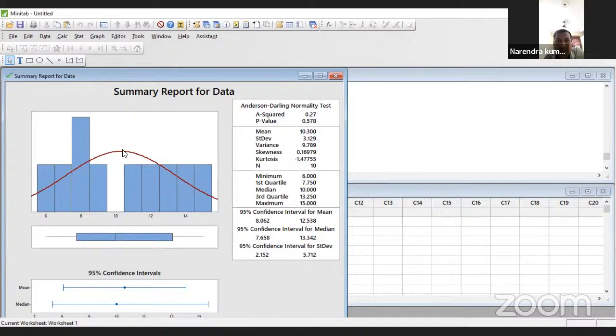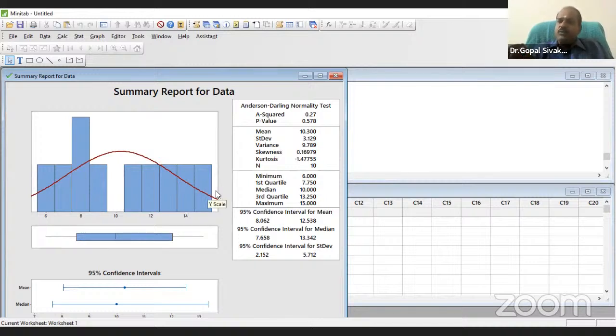If you look at this graph, it is more or less normal, but it is difficult for you to see that it is following a bell shape because we have too little data. If we have at least 100 data points, then the bell will automatically form. But Minitab has also predicted that the data is normally distributed, right?